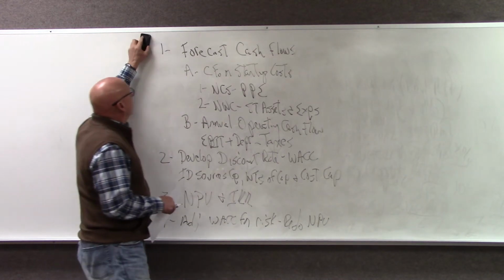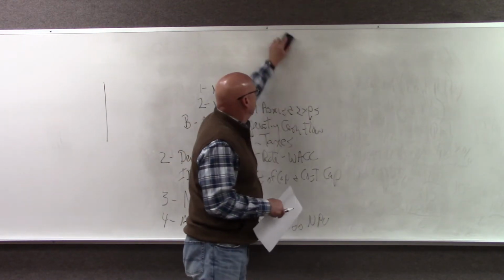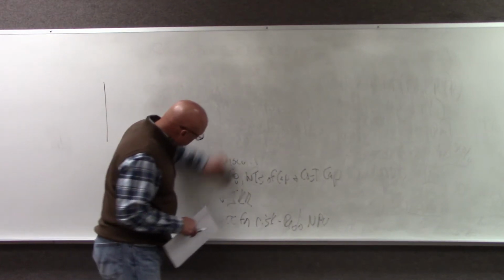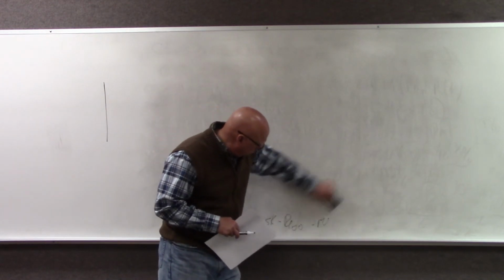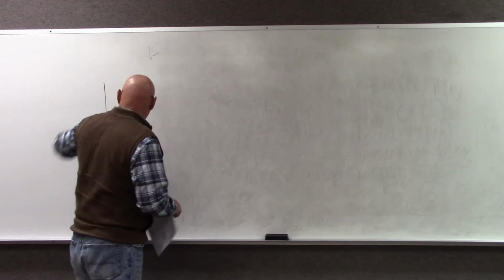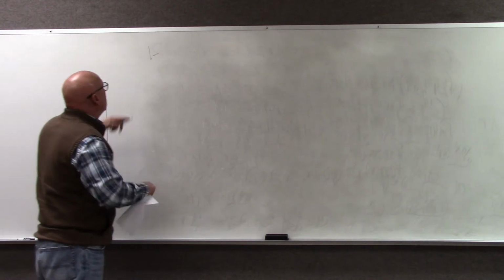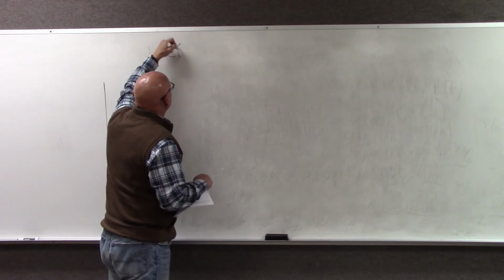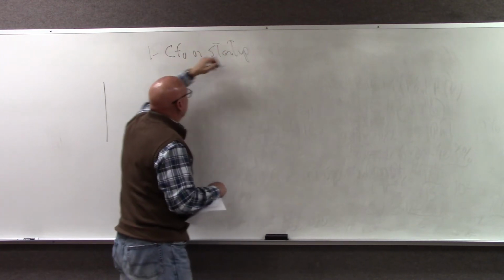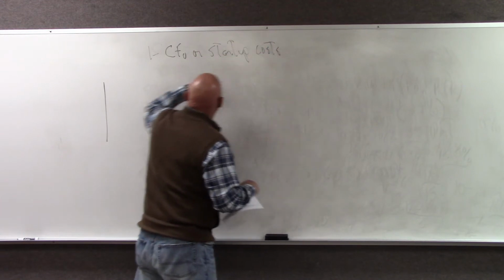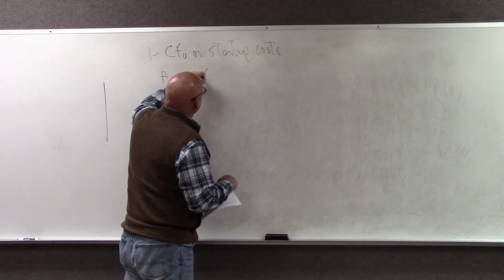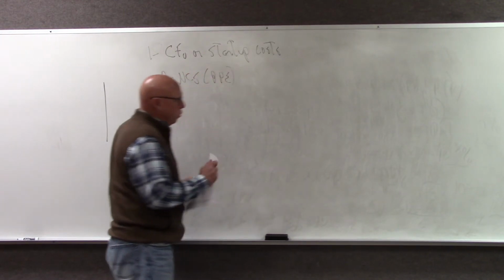and so we'll start with our startup costs. Let's erase this. All right, so, let's see if this is darker. Our CF0 or startup costs. So let's start with net capital spending, which is property, plant, and equipment.